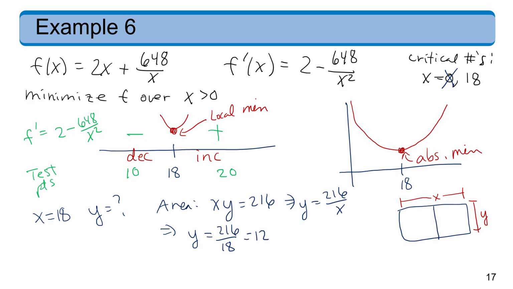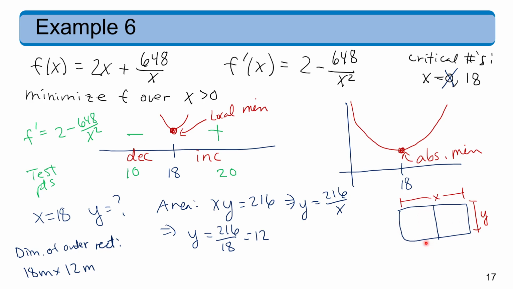Okay, so the dimensions of the outer rectangle should be 18 meters by 12 meters. And we also know the division has to go parallel to the y, which is the 12 meters, right? If you use the other dimension, you'll get a different length for that central piece.